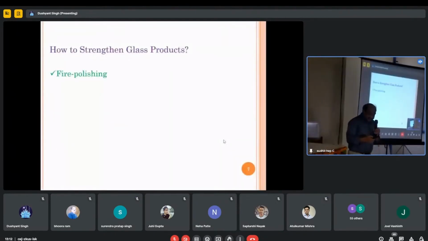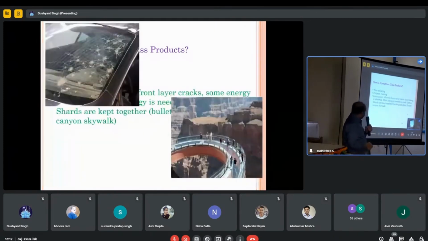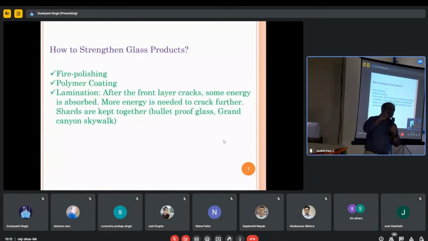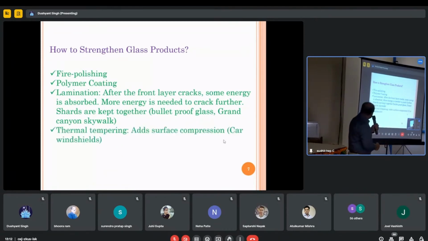There are different strengthening methods to strengthen the glass surface and minimize the defects in the glass. There are micro cracks in the glass that reduce its mechanical strength. There are different techniques, like lamination, which is one of them. Multi-layer glass is used, and those kinds of layers are used for making bulletproof glass and skywalks. I just want to show you one image.